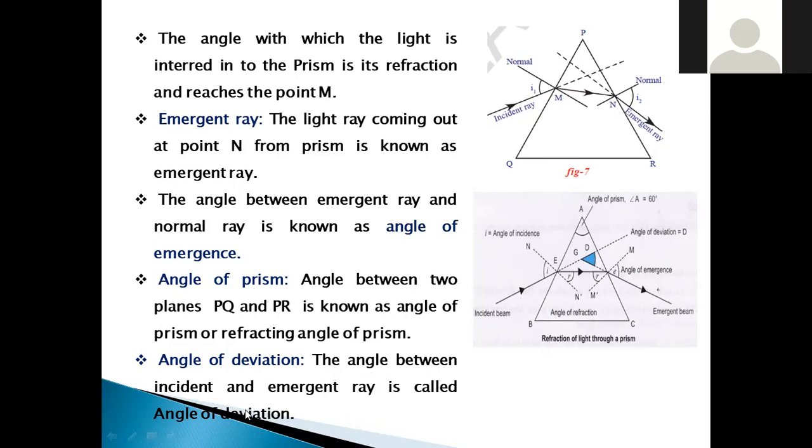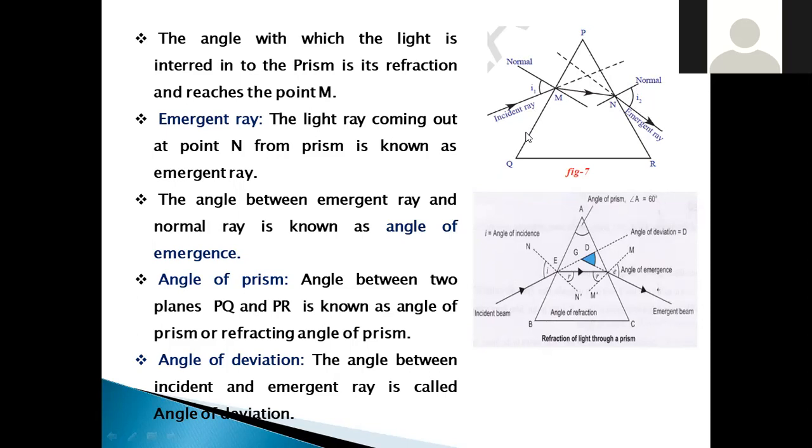Right? Here we discussed 4 different angles which are generated in this. One is the angle of incidence, that is nothing but the angle between the normal and the incident ray. Angle of emergence is the angle between the normal and the emergent ray. And third is the angle of the prism, which originates between the PQ and PR faces.